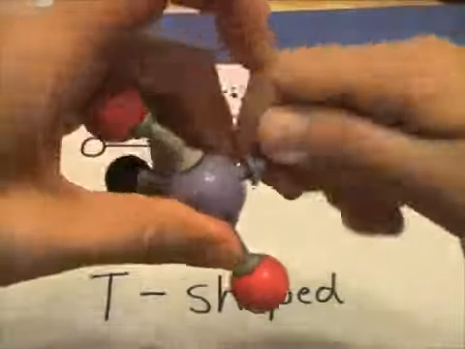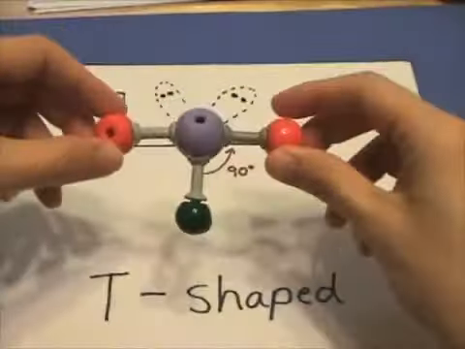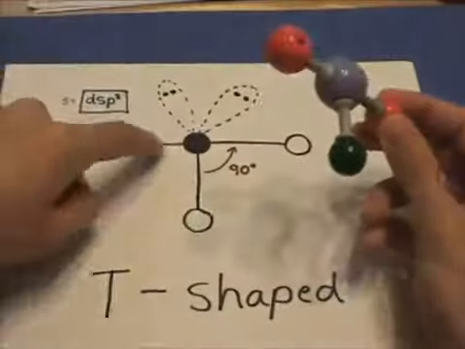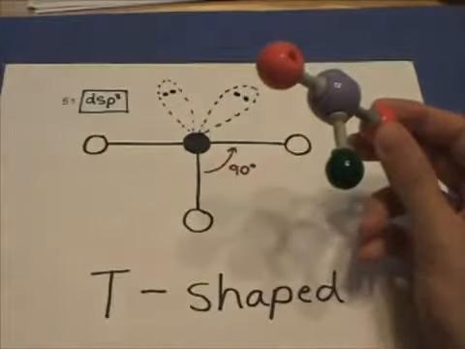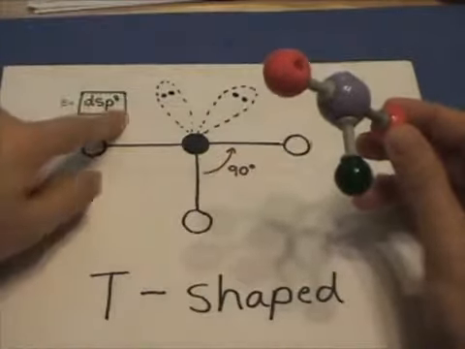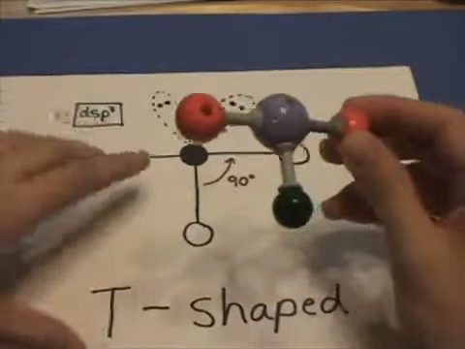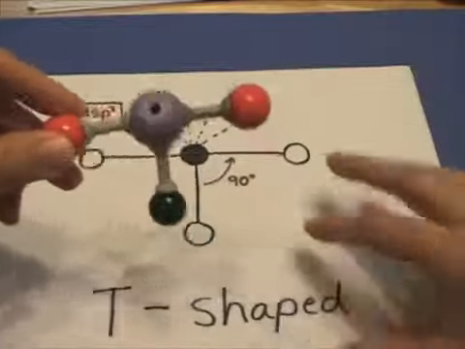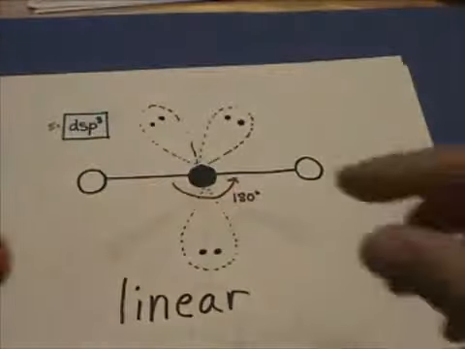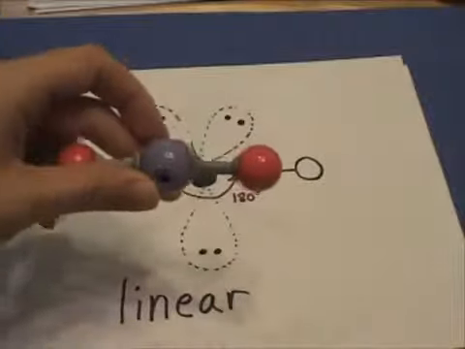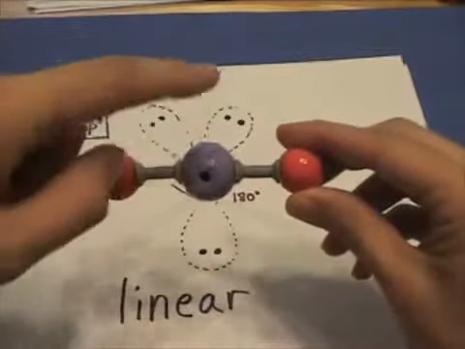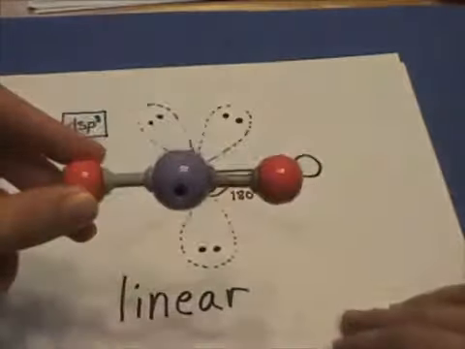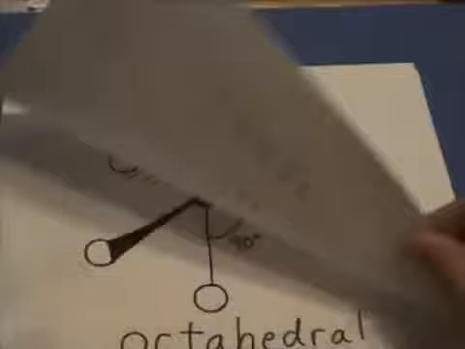If you have 3 sigma bonds and 2 lone pairs, then it's dsp3 hybridized because you have 1, 2, 3, 4, 5 electron regions, so you'd have 5 dsp3 orbitals getting as far away as possible. 2 are lone pairs, so we have a T-shape. If you have 2 sigma bonds and 3 lone pairs of electrons, then the predicted angle would be 180 degrees, linear, dsp3.